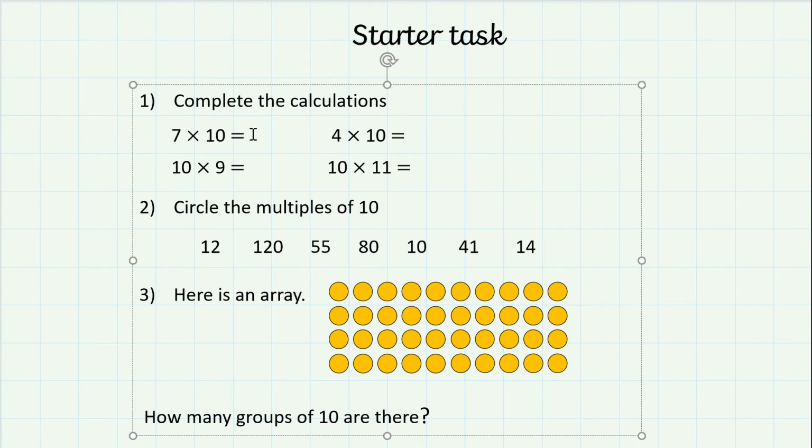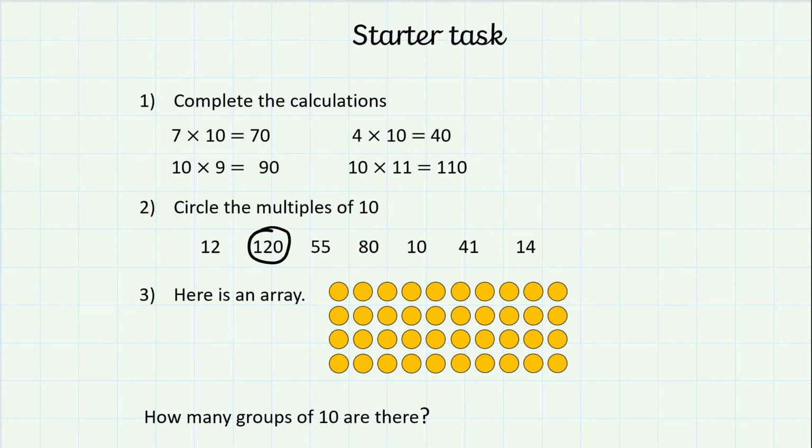So we've got 7 times 10 is 70, 4 times 10 is 40, 10 times 9 is 90, and 10 times 11 is 110. Okay, next task, we had to circle the multiples of 10. The easiest way I remember this is if it ends in a 0. So that one, and that one. Okay, here's an array. How many groups of 10 are there? 1, 2, 3, 4. So the answer is 4.